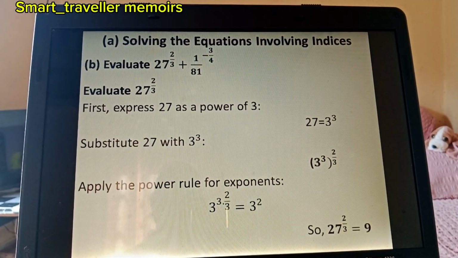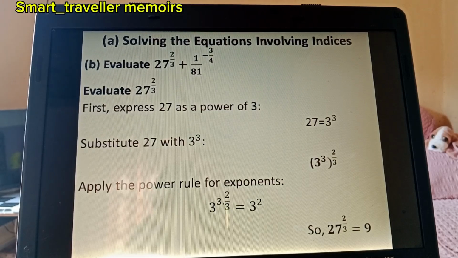Next is B, where you are evaluating. B is the other question of 1982. Now we are going to solve it. You are evaluating 27 raised to 2 thirds plus 1 over 81 raised to negative 3 over 4.